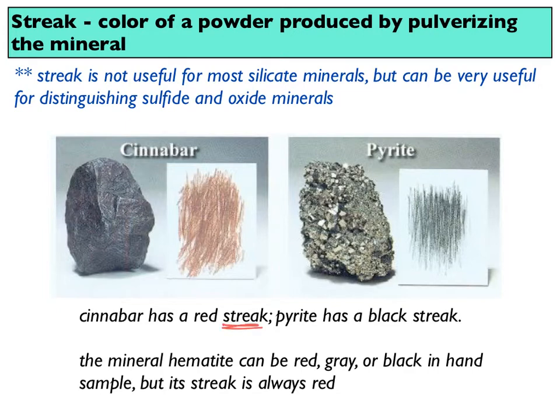In this example, we've got two metallic minerals. We've got cinnabar over here and pyrite over here. When we streak them, you can see that cinnabar leaves a very distinctive reddish-brown streak, whereas pyrite leaves a black one. So this is one way that you might be able to identify cinnabar. Now, most minerals that do not have metallic luster will not leave a streak of any color. So this is only a mineral property that is useful for some very heavy or dense metallically lustered minerals.